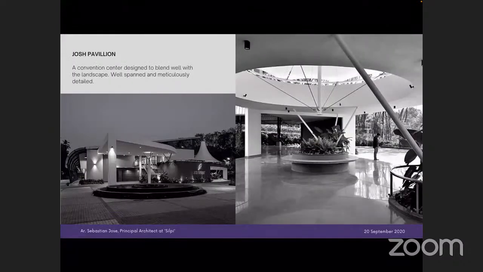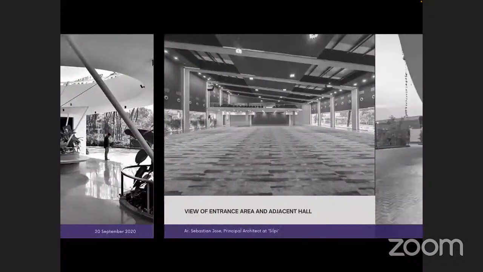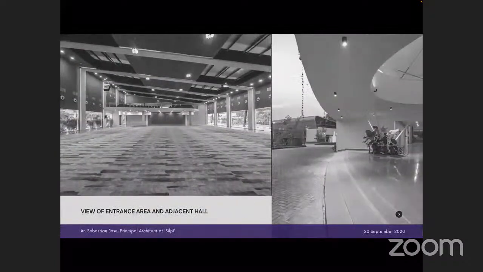This is a convention center that we designed. Again, very frugal on materials. Again, form following the function. A large convention center, but with the use of minimum materials, and a lot of curves, but they were all designed with a reason.